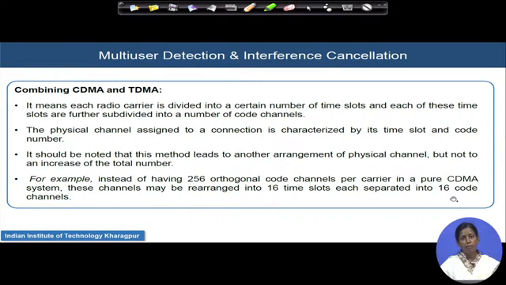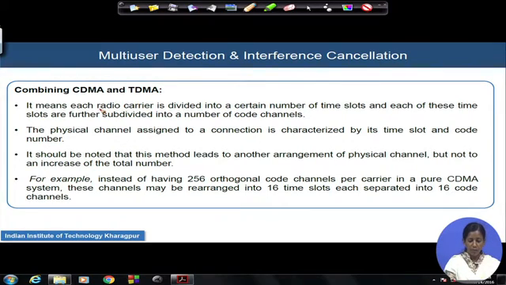So, the next option people thought about is a combination of CDMA and TDMA to handle the interference in a CDMA network. What is that? This combination means that each radio carrier, I mean the RF carrier, is divided into a certain number of time slots, and each of these time slots is further subdivided into a certain number of code channels.